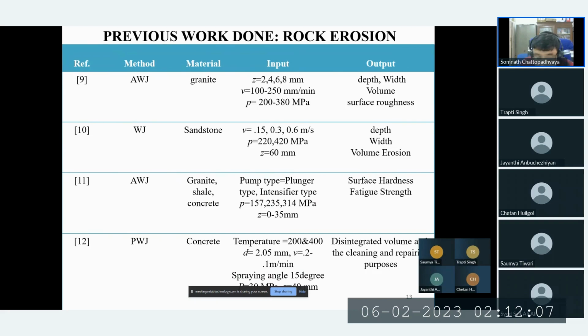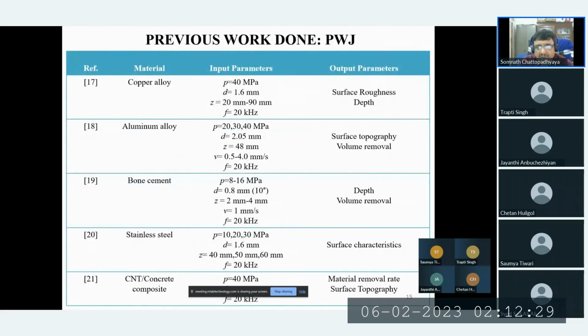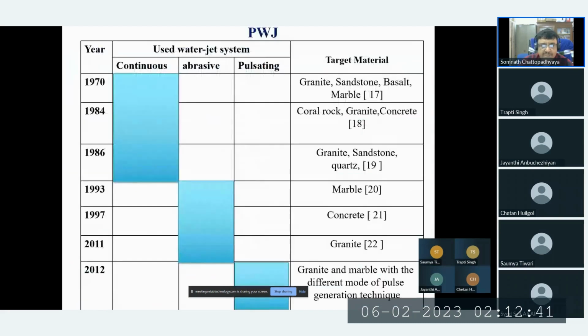And some people have worked on the pulsating water jet on concrete, and these are the different settings related to that. Then some people have worked on the continuous water jet on granite and marble with these kinds of specifications. Water jet has been done on sandstone, and pulsating water jet people have started doing granite and marble. People have also done metallic parts in copper alloy, bone cement, stainless steel, and carbon nanotube and concrete composites, and different yield parameters are monitored.